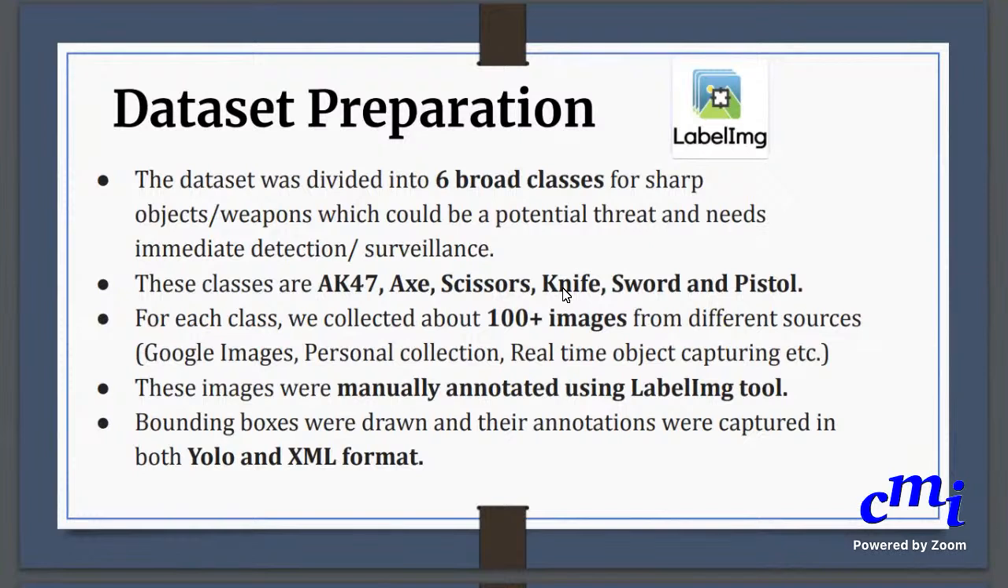After capturing all the images, all the data has been manually annotated using the LabelImg tool, whose icon is shown here. This manual annotation is a very challenging task, because firstly you have to manually locate an object and draw a bounding box around it, and we did that for 600 plus images, because every class had 100 plus images. These annotations were captured in both YOLO and XML format.